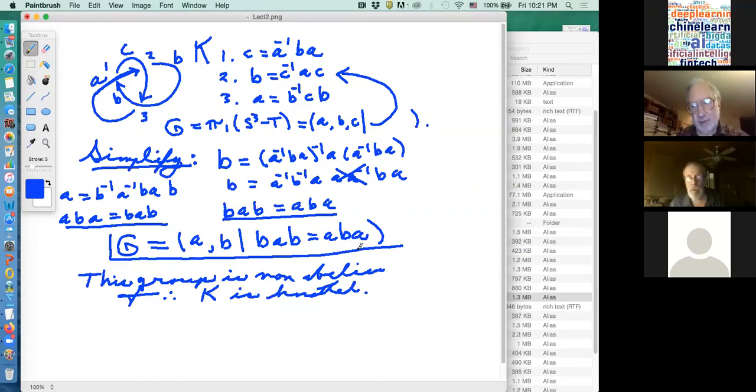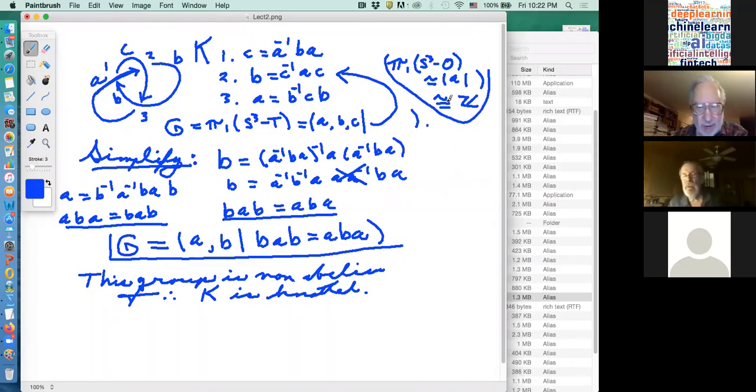I'm going to check that the group is non-abelian, and once I know the group is non-abelian, then K must be knotted, because after all, what is the fundamental group of S3 minus the unknot? Well, that is given by one generator and no relations by our method. There's one generator, the loop, and no relations at all, and so this is isomorphic to the integers. So the fundamental group of an unknot is the integers, and all I have to do to prove that this isn't the integers is to check that it's non-abelian.